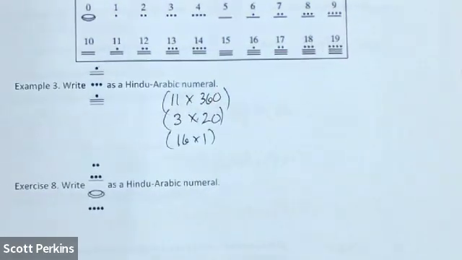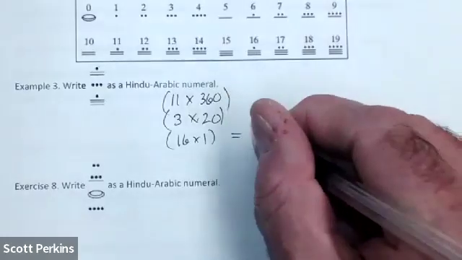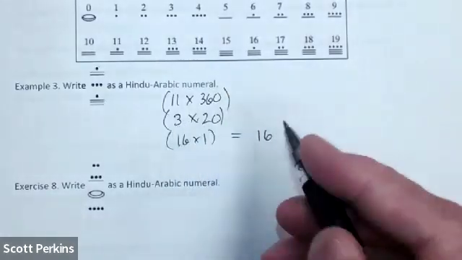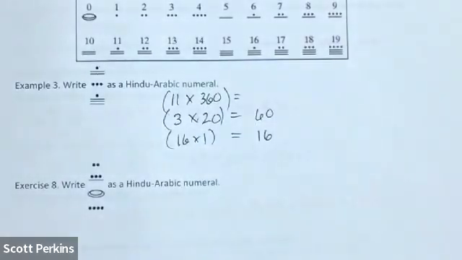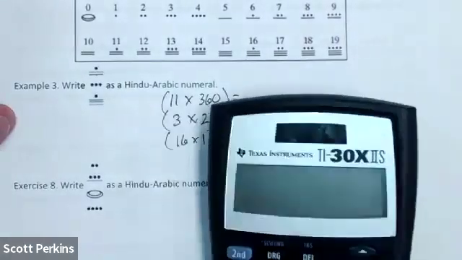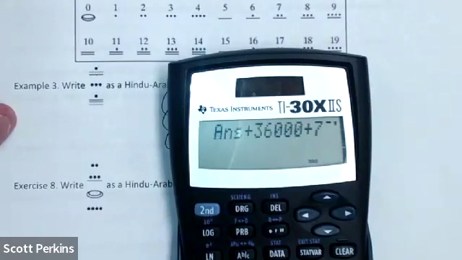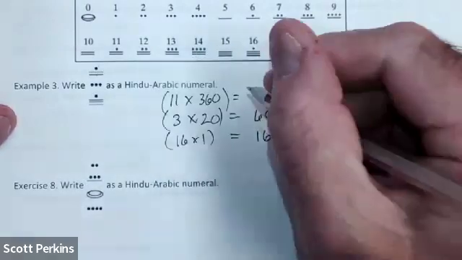Now we're just going to add these up and we'll get the equivalent number in our base 10 system. So 16 times 1 is 16. 3 times 20 is 60. And 11 times 360 turns out to be 3,960, for a total of 40,321.